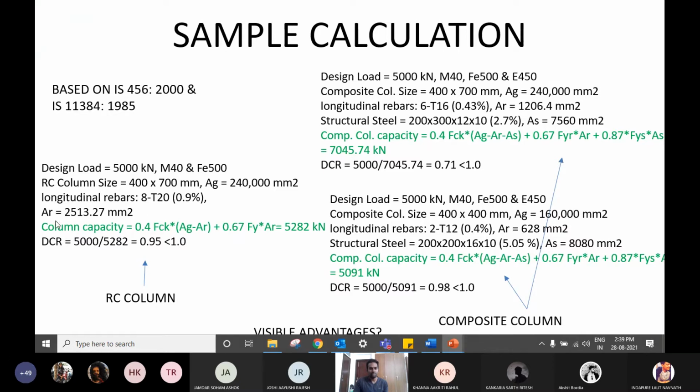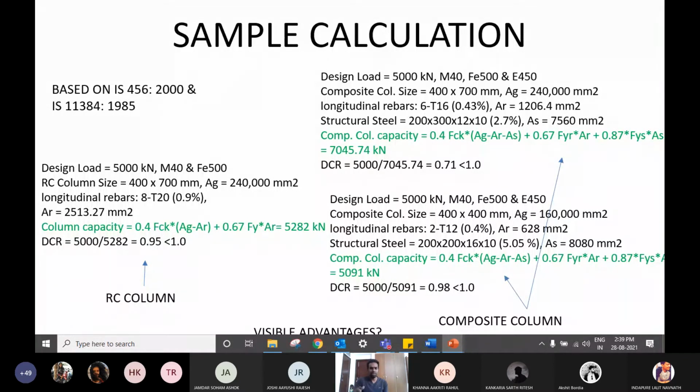So 8 numbers of T20. The total area of the reinforcement bars is 8 multiplied by the individual reinforcement bar area. And for the column capacity, we have this formula: 0.4 FCK plus 0.67 FY. FCK is the strength of the concrete, which is 40. AG is the overall concrete area, the gross area minus the reinforcement, because I'm accounting this for only the concrete, plus 0.67 FY. FY is the steel strength, multiplied by the area of the steel. This is the formula that you find in IS 456, and it's a basic formula for a column.